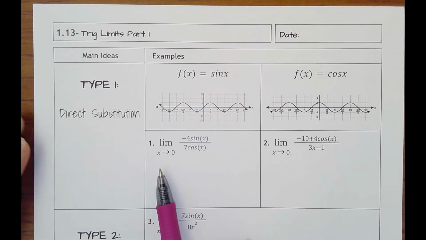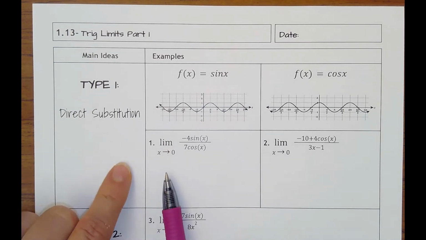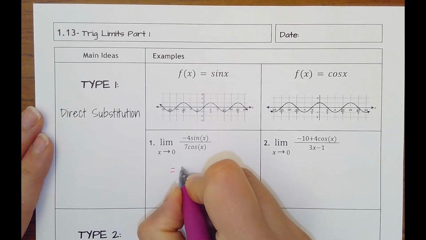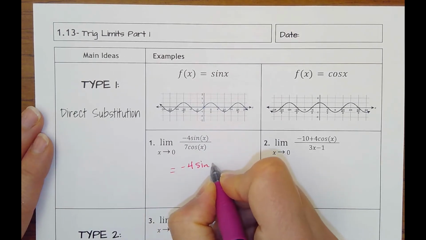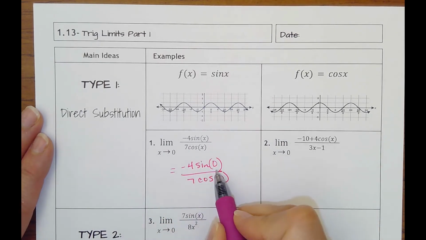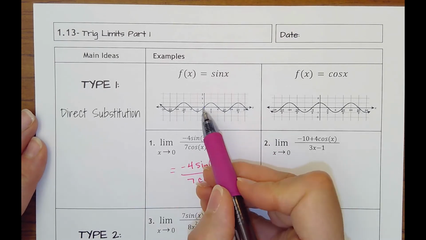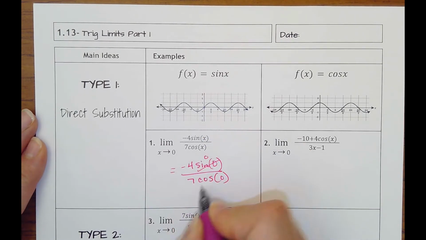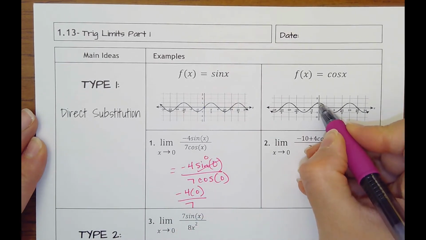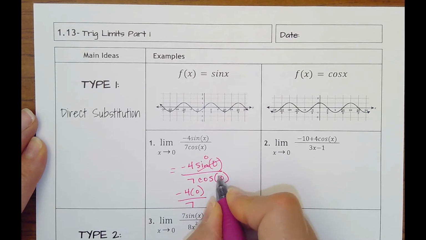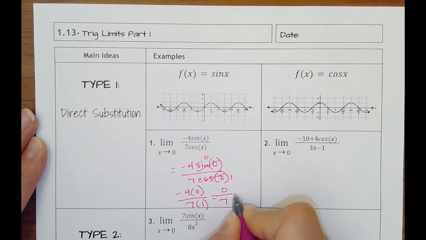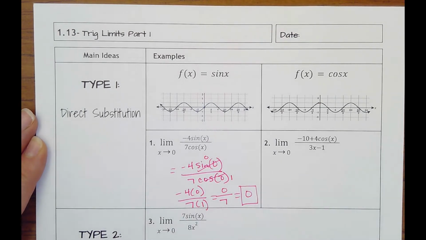Okay, so with direct substitution, those are obviously the easiest. You can just plug the x values in and simplify. This one would be -4 times sine of 0 over 7 cosine of 0. Sine of 0 we said is 0, so that would be -4 times 0 over 7 times cosine at 0, which is 1. So it'd be 7 times 1. That would be 0 divided by 7. Doesn't matter because 0 is on top. So our answer would be 0.